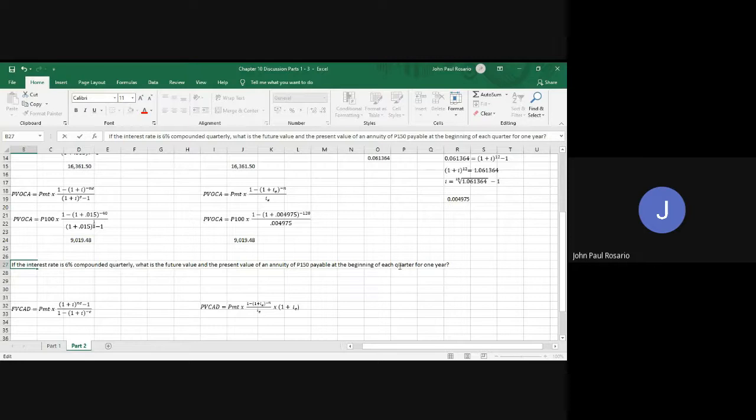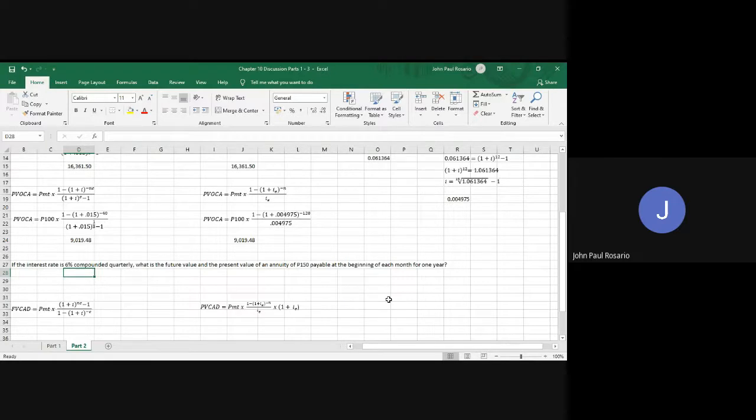Quarterly at a month for 1 year. Okay, so again, what do you call this? Our payment here is 150. Our INOM is 6%, while our I is equal to 6% divided by 4 because it's quarterly.